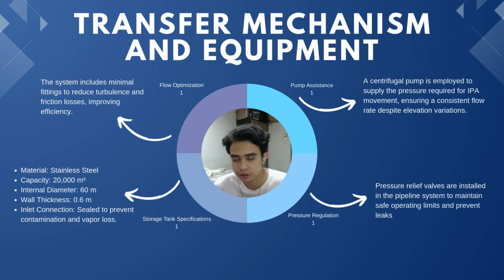The second step is pressure regulation. Pressure relief valves are installed in the pipeline to maintain safe operating limits and prevent leaks. The third step is flow optimization. The system includes minimal fittings to reduce turbulence and friction losses, improving the efficiency. Last but not least, we have our storage tank specifications, whereby the material is stainless steel with a capacity of 20,000 cubic meters. The internal diameter is 60 meters with a wall thickness of 0.6 meters, and the inlet connection is sealed to prevent contamination as well as vapor loss.